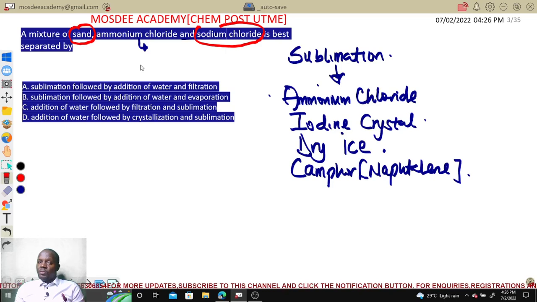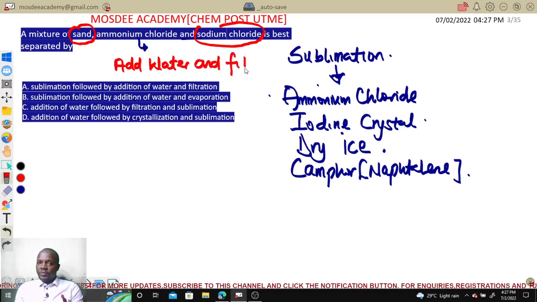So now the next process is sublimation. When ammonium chloride sublimes, add water, then you filtrate. So note that, add water, then you filtrate. So if we go by the order here, if you add water first, then you filtrate, then you sublime, it's very wrong. If you add water, crystallization is out of it.